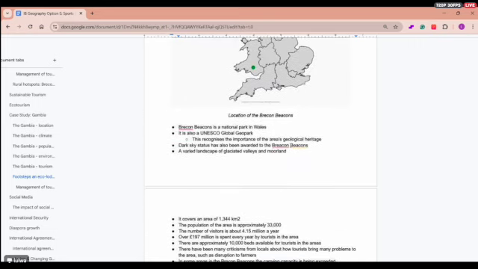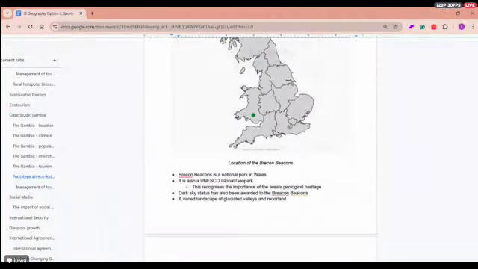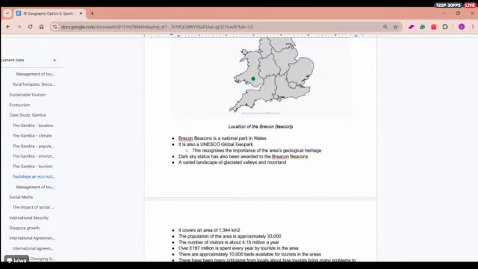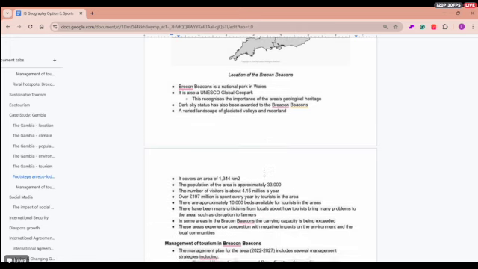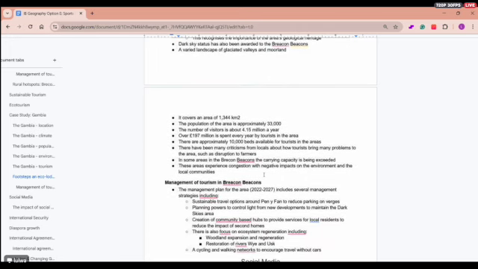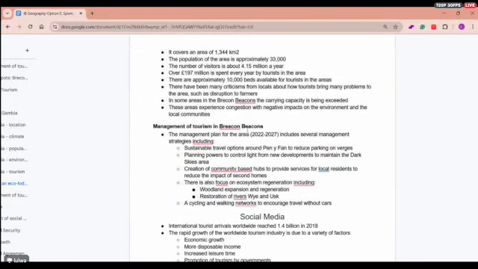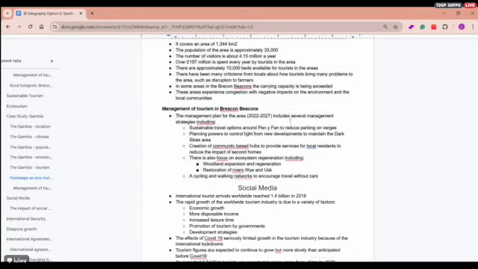So, oh yes, this is Brecon Beacons, which is another example of rural tourism, and it's a dark sky status, and it has a varied landscape of glaciated valleys and moorland. It covers an area of 1,344 square kilometers, and the management of the area includes several management strategies, which include sustainable travel options, planning powers to control light from new development, creation of community-based hubs, and there's also focus on ecosystem regeneration, which includes woodland expansion and restoration of rivers.